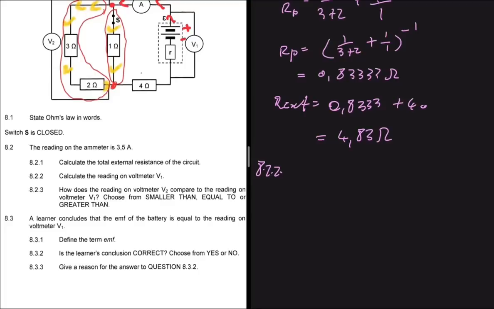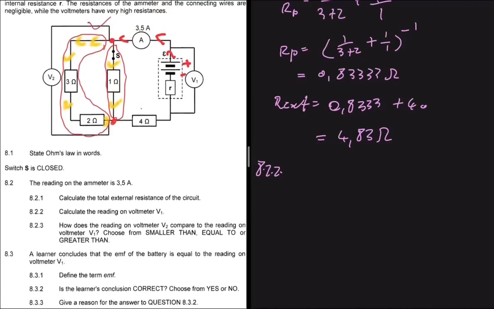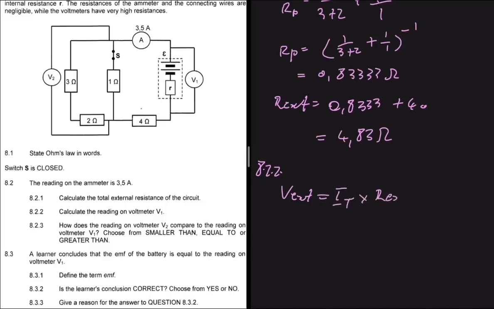8.2.2 is saying let's calculate the reading on V1, right? So let me just remove these lines here. So if you don't know what V1 is going to read, then you're not going to be able to answer this question, right? So now you have to ask yourself, if the voltmeter is connected across the battery and current is flowing to the external resistance, what will V1 read? V1 will read V external, right? And V external is equal to IT multiplied by R external, right? That's how you find V external.